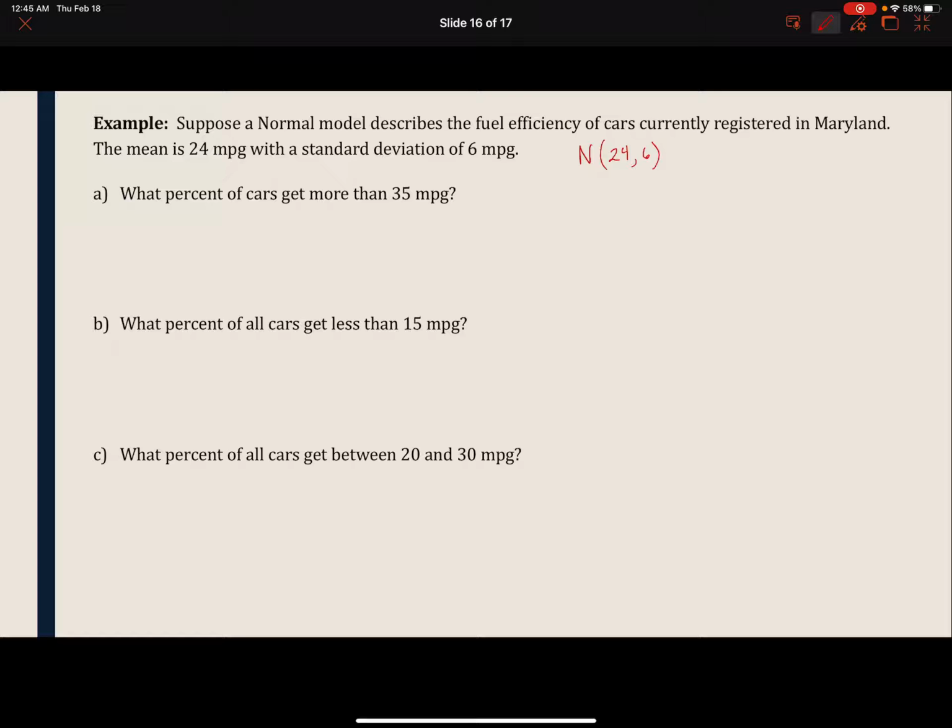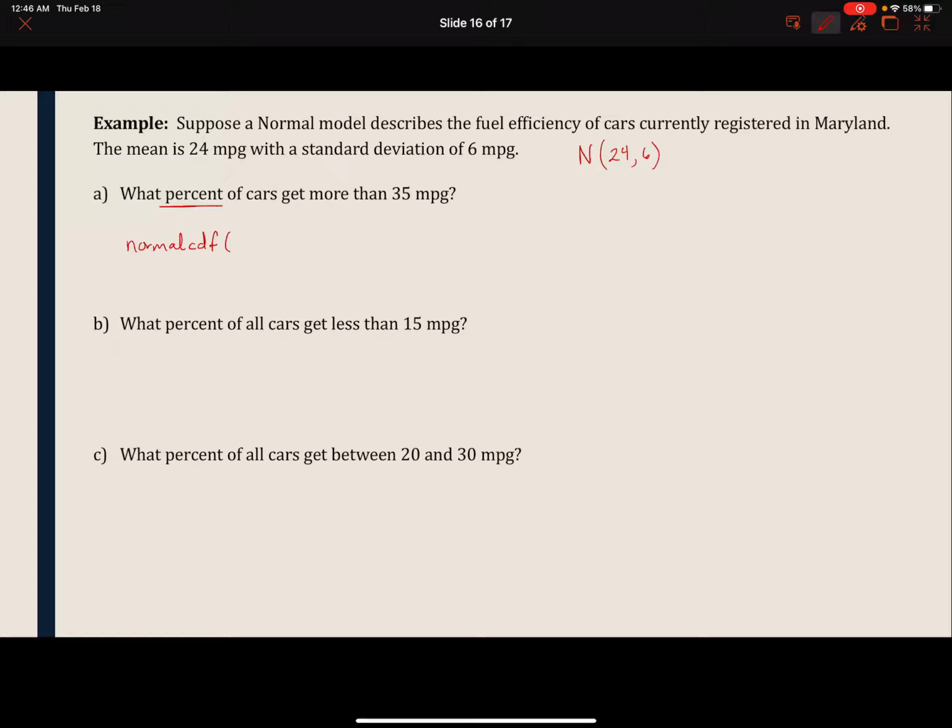Because this problem is asking us for the percent, I know that I'm going to use the Normalcdf command. Now, in the previous video, I was drawing the normal model and filling in all of the standard deviations. You don't have to do that. If you want to, as part of your work, you can, but it's definitely not a requirement. Because it's looking for a percent, I know I'm using Normalcdf.